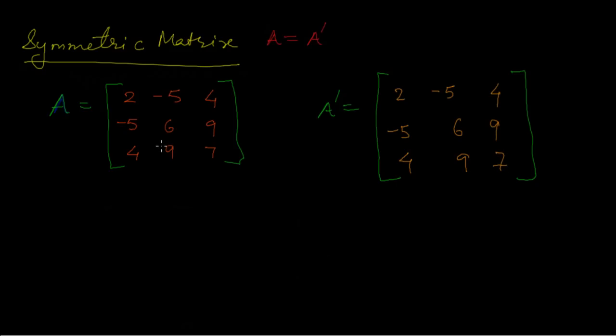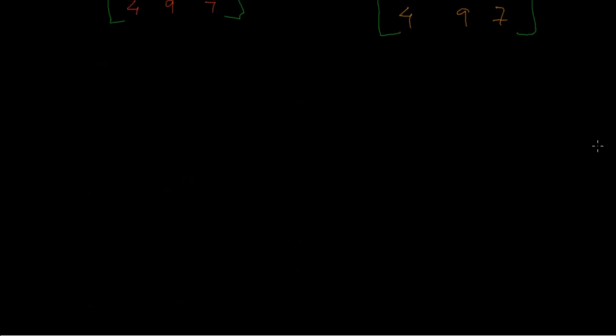Look at both the matrices. Is there any difference in these two matrices? The first row is 2, -5, 4. In the second row, the first element is -5, second is 6, and third is 9. And in the third row, 4, 9, 7, the same. Both matrices are equal. So this matrix A is called a symmetric matrix. Now we see the skew symmetric matrix.